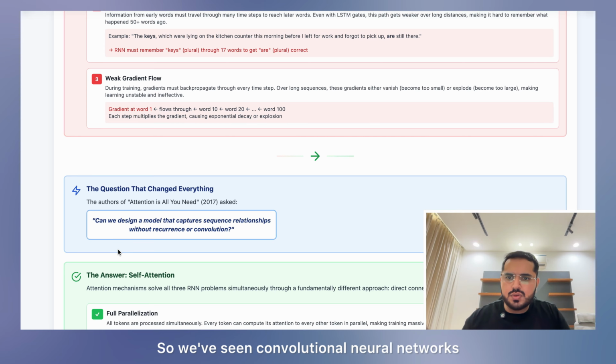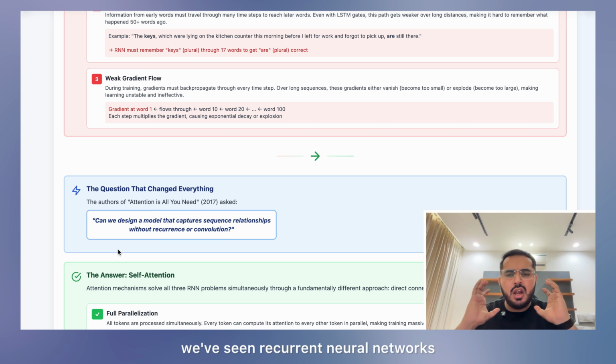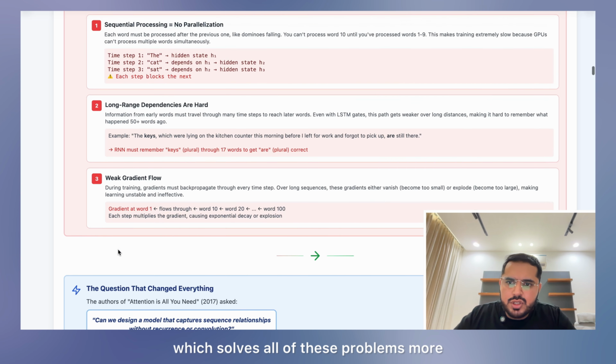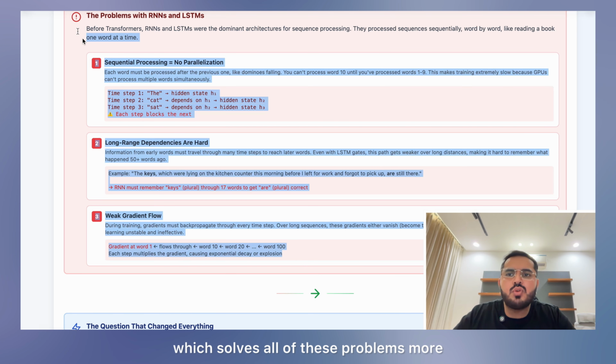We've seen convolutional neural networks, we've seen recurrent neural networks. What if we can do something different which solves all of these problems more or less?